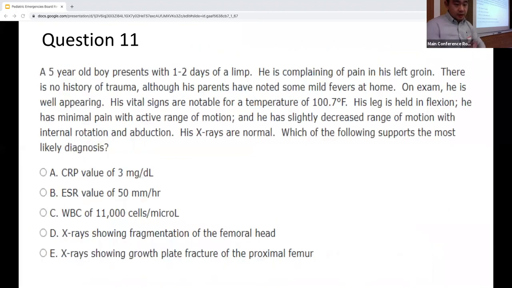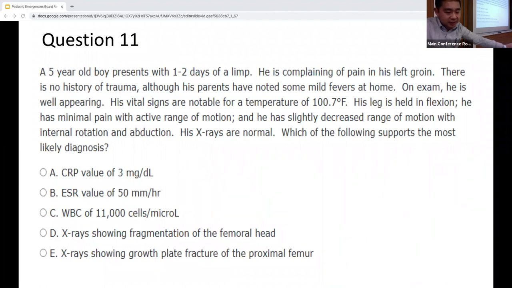That's pretty much it. Question 11. This is a 5-year-old boy presenting with 1 to 2 days of limp. He's complaining of pain in his left groin. There's no history of trauma. His parents have noticed mild fevers at home. He has a Tmax of 100.7.